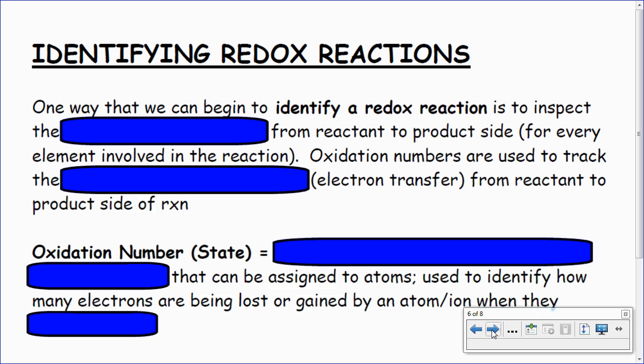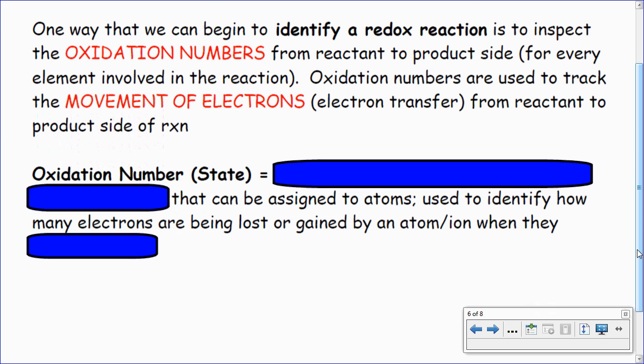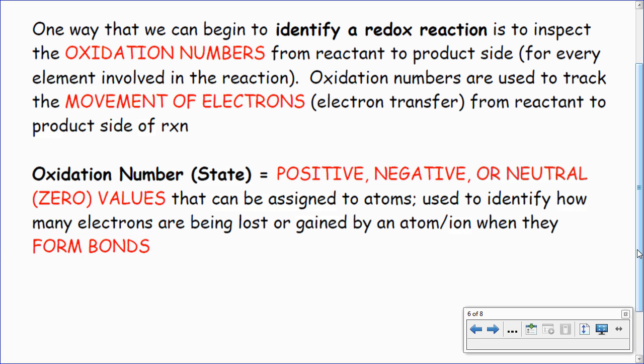To identify a redox reaction, we begin to look at the oxidation numbers, and we're thinking about movement of electrons. So we want to see how the oxidation numbers of one element change from the reactants to the product side. Oxidation number is the positive, negative, or neutral value that can be assigned to atoms, used to identify how many electrons are being lost or gained by an atom or ion when they form bonds.